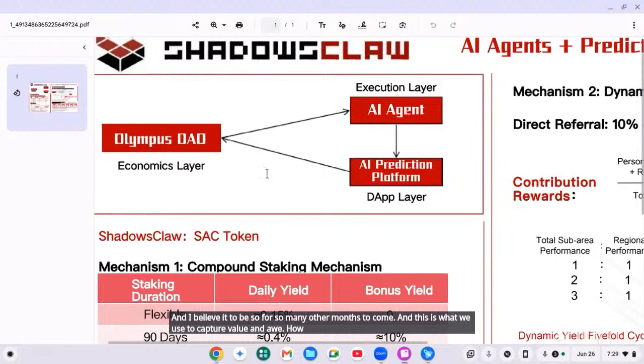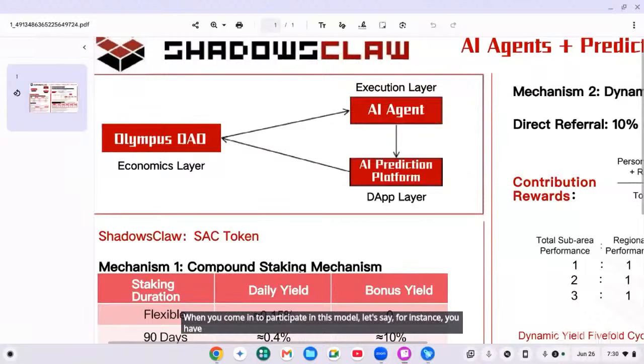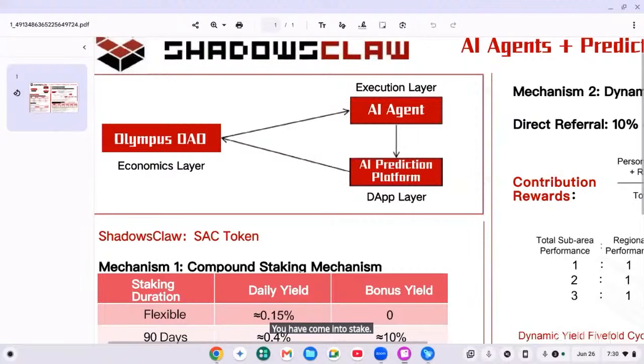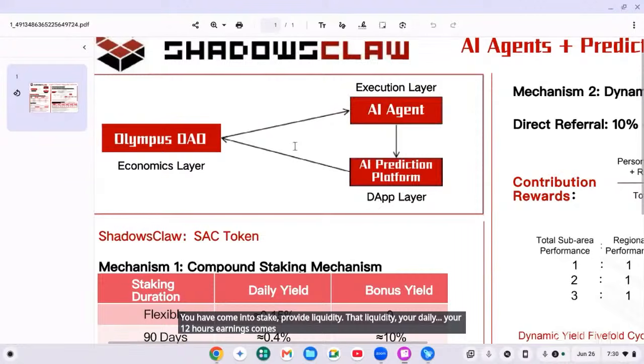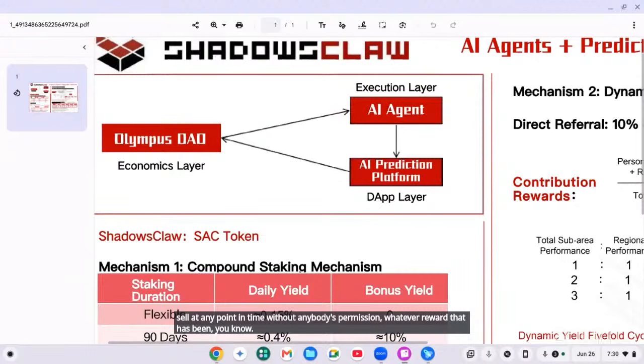How does that play a central role here? Now, that token, which is the SAC token, is what you earn as a participant when you come in to participate in this model. Let's say, for instance, you have come in to stake, provide liquidity. Your 12 hours earnings comes to you in the form of the token. You are free to swap, sell at any point in time without anybody's permission. Whatever reward that has been put into the smart contract comes to you effortlessly. You go back to the back end and then you swap it at will, or you allow it to compound on its own.